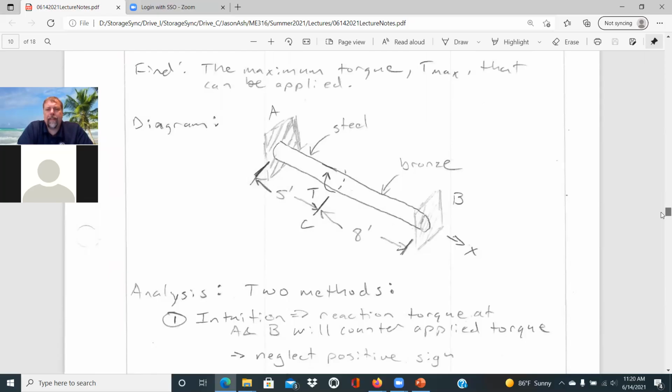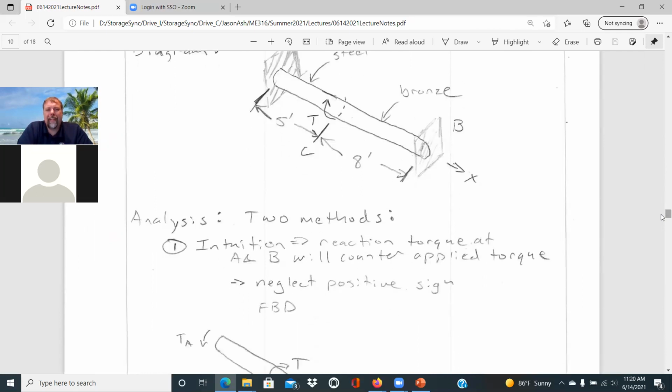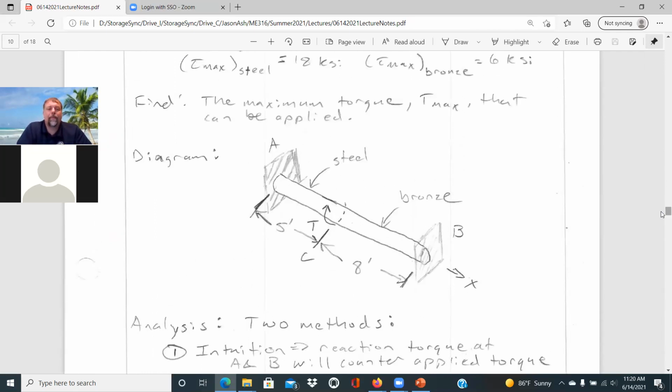And there are really two methods to do that. Your intuition really helps out again in this one with respect to signs. If we assume what's happening, then we really can avoid having to keep track of signs in that process. And so if we look at this intuitively, we'll have a reaction torque going around in the X direction, a positive torque, counteracting this torque that's applied. And same thing, you would have that torque acting in the counterclockwise direction to counter this torque that's being applied.